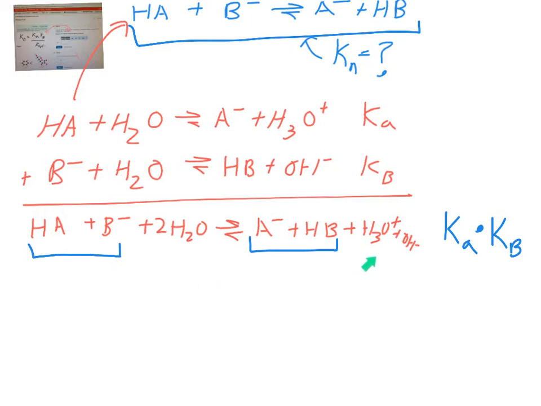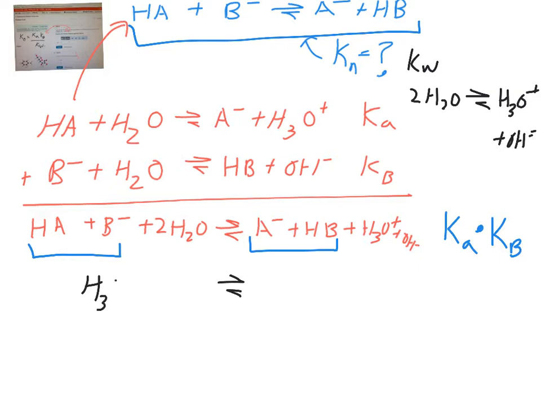except for this annoying water. How can I get rid of it? By using my Kw reaction. But I'm going to flip it. Remember, Kw is the equilibrium constant for the reaction 2 moles of water yields 1 mole of hydronium plus 1 mole of hydroxide. So I'm going to flip it, and I'm going to have hydronium plus hydroxide yielding 2 moles of water.